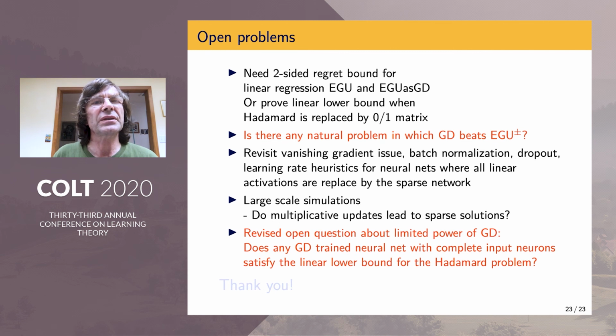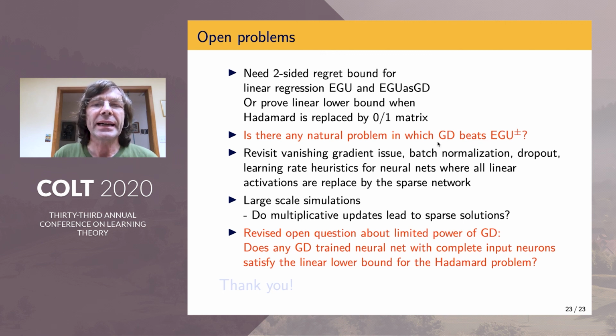Many open problems. We still need to get bounds for EGU and EGU as GD for the two-sided case. We only have it for the one-sided case. And is there a natural problem for which gradient descent beats EGU plus minus? We want an elegant problem. We have many, but they're not as elegant as I want them.